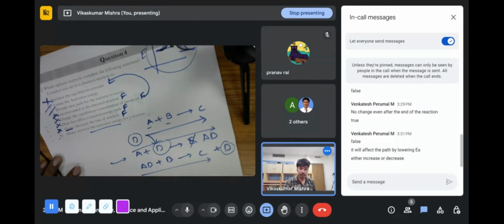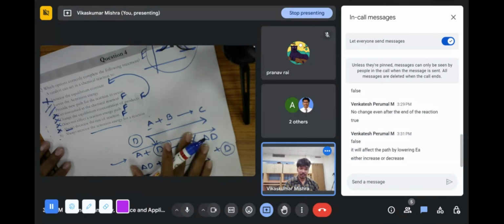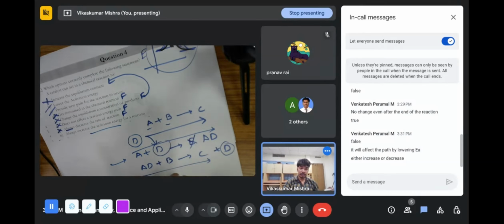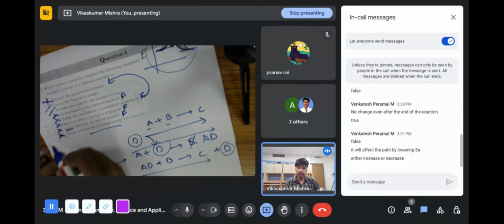Let's move to the next question. It will always increase the activation energy of the reaction. Again, the word always is there, and always remember that words like must and always will lead to a false statement. Again, this is incorrect.